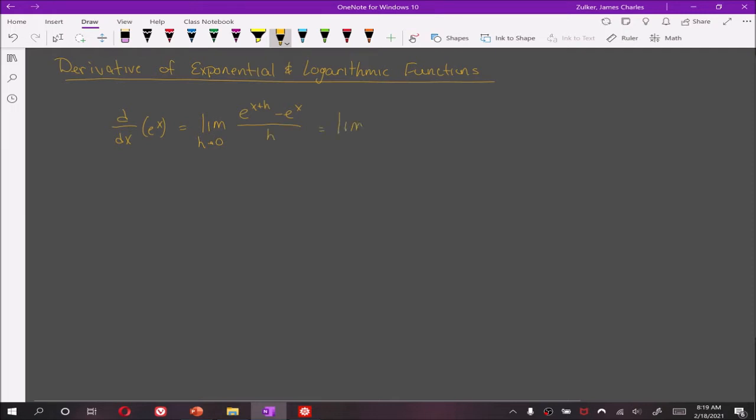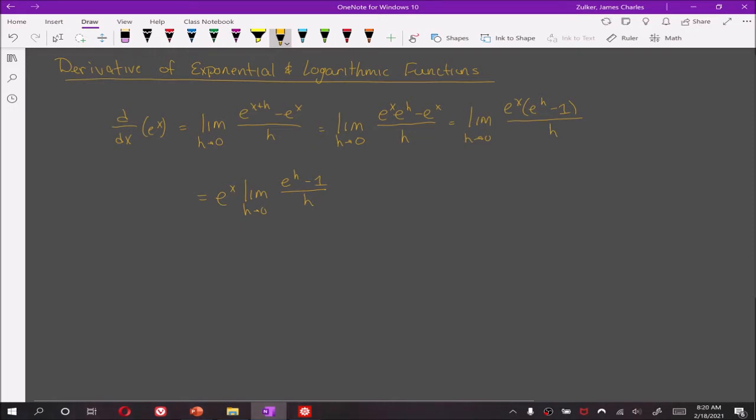And we can rewrite e to the x plus h using laws of exponents as e to the x times e to the h. We are then able to go ahead and factor out an e to the x. Now, since e to the x is constant with respect to h, we can just go ahead and factor it out of the limit altogether. Now we just have to examine this limit.